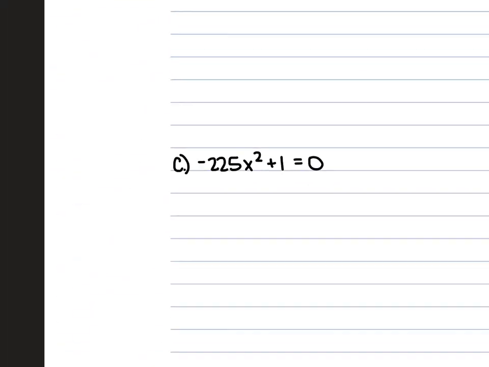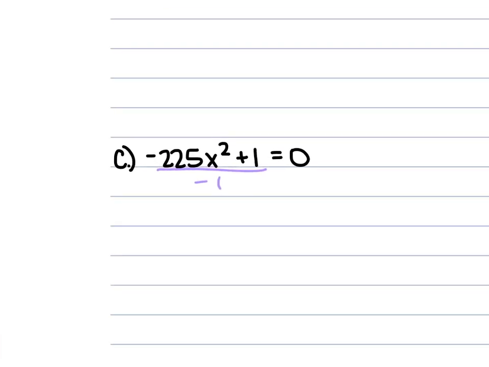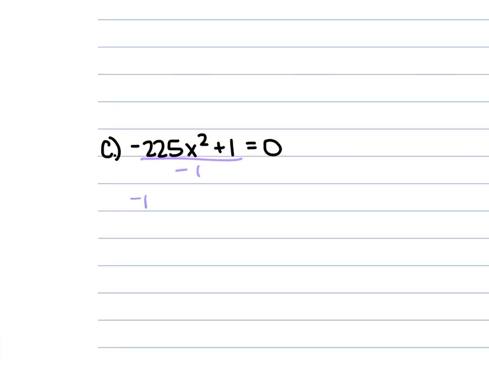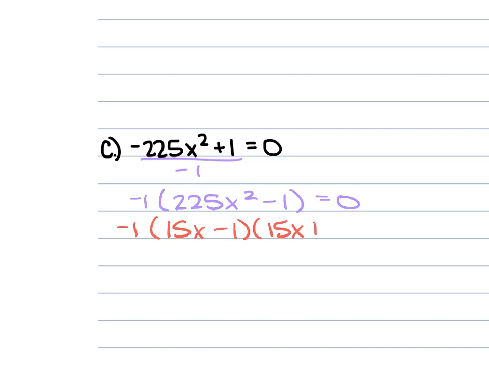For C, we have negative 225x squared plus 1 is equal to 0. So we are going to actually factor out a negative 1 in order to make this work. If we do that, we're going to be left with negative 1 times 225x squared minus 1 is equal to 0. So we can factor out the set of parentheses. We're going to have negative 1 times 15x minus 1 times 15x plus 1 is equal to 0.